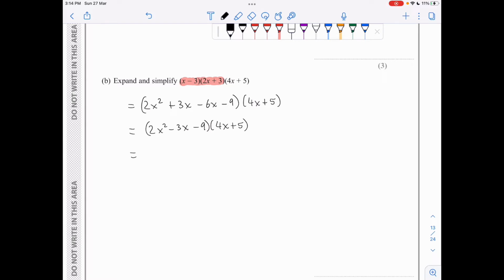And now I'll do a further expansion by considering all the possible pairs. So it's going to be 8x squared plus 8x cubed, plus 10x squared minus 12x squared minus 15x minus 36x minus 45. And I'll collect like terms to give me 8x cubed minus 2x squared minus 51x minus 45.